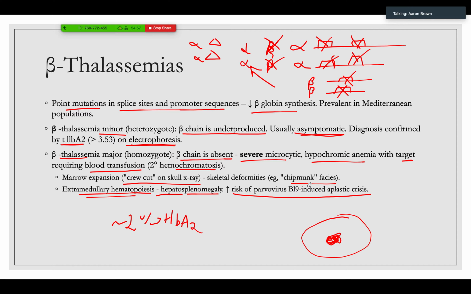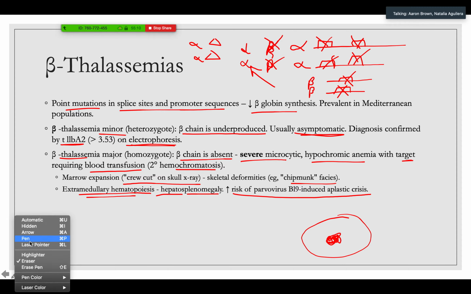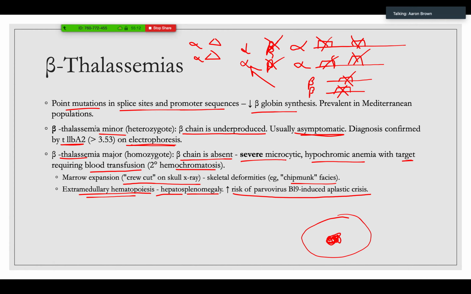Okay. So with what I've just told you, do you have any questions? No? Okay, so I have a little question for you. I know you love it when I say that. So we've talked about what the problem is here. We cannot make hemoglobin. So I'd like to know what you think about the different iron studies.